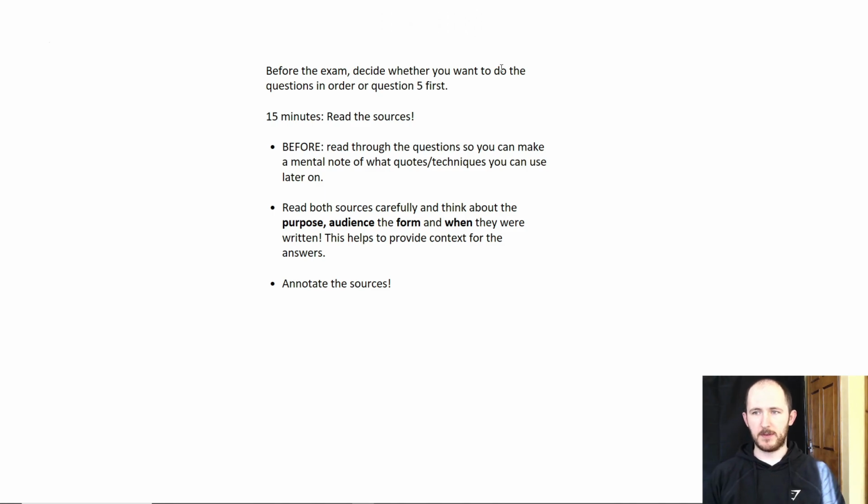So again, before the exam you want to decide whether you want to do the questions in order or start with question 5, which is sometimes a popular choice. And for the first 15 minutes of your actual exam, read the sources, and what you want to do is annotate. So highlight quotes that you might think will be useful, highlight language techniques that might be useful, but most importantly, in the back of your mind you should think about what's the purpose of this piece of writing.